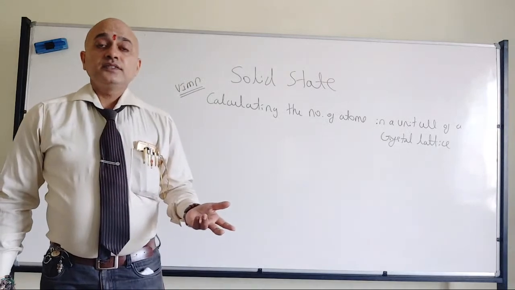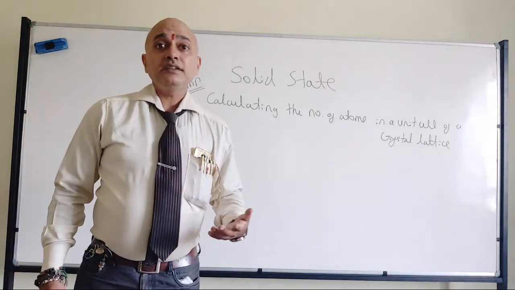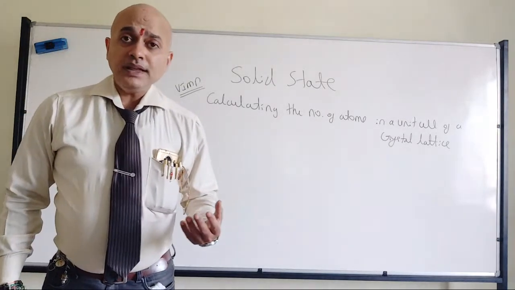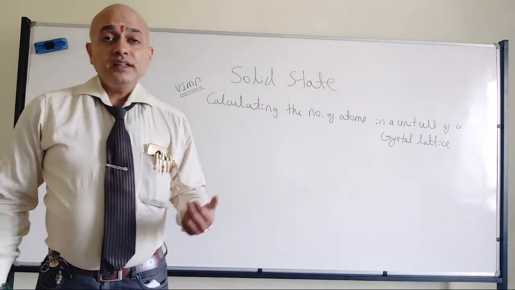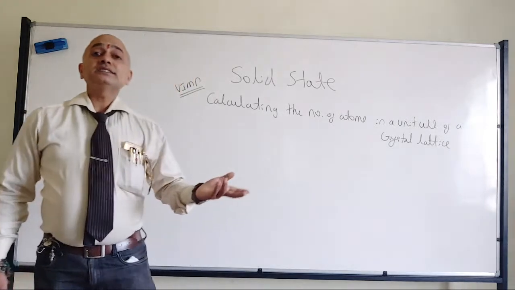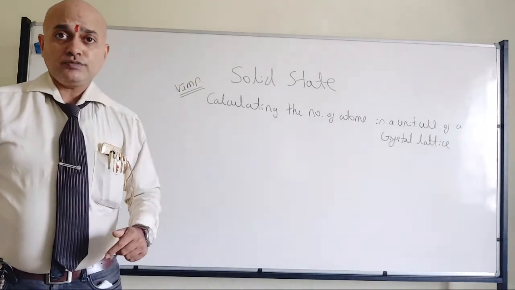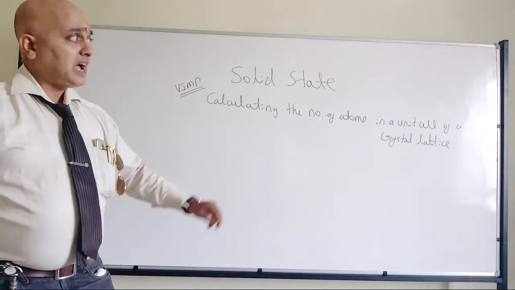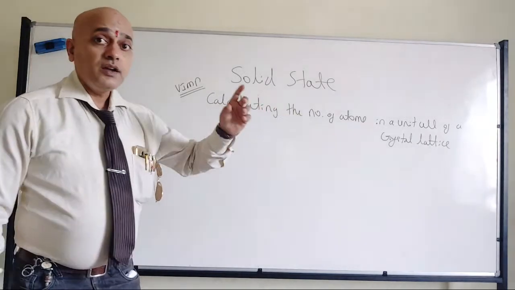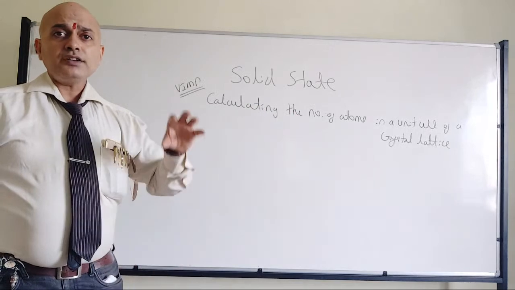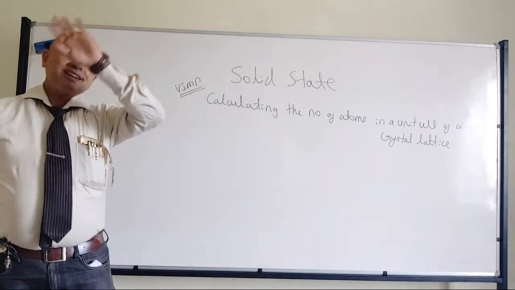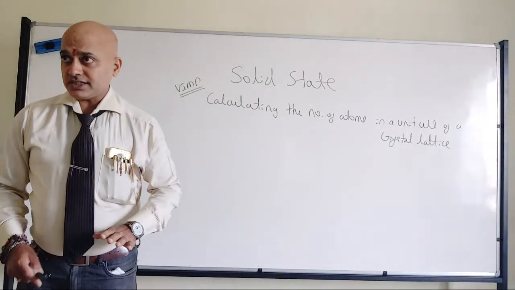That's quite easy. Right? In a primitive unit cell with corner atoms it will be a total of 8. Body centered it will be 8 plus 1, 9. In case of the face centered it will be 8 plus 6, 14. And in case of the edge centered it will be 8 plus 2, 10. That is for one unit cell. But I am saying calculating the number of atoms in a unit cell of a crystal lattice. I am not talking about one unit cell. I am talking about a unit cell present in a crystal lattice or crystal structure, right?